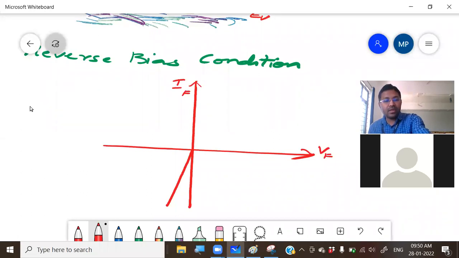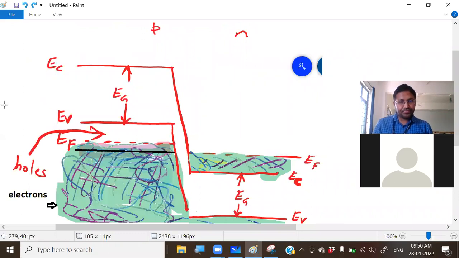Now let us see what happens under forward biased condition. Under reverse bias condition, the energy levels in the N region go below the P region. So what do you think will happen under forward bias? Under forward bias, the N region will keep on going higher with respect to the P region. Let us see that situation also.